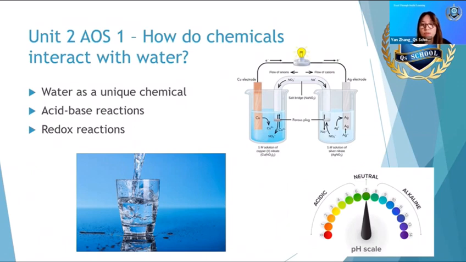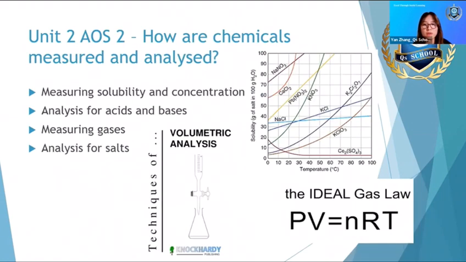We are going to talk about 4 different types of reactions. Okay, first is the combustion reaction, and we are going to talk about precipitation reactions. Acid-base reactions as well as the redox reactions are the last 2 types of reactions that we're going to cover in this unit. And moving on to your next area of study, we are going to measure solubility and concentration, and this again relates back to your Unit 1, Area of Study 2, Quantifying Atoms.